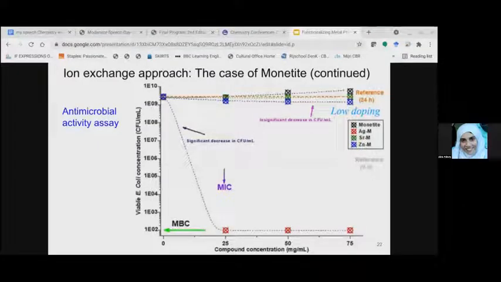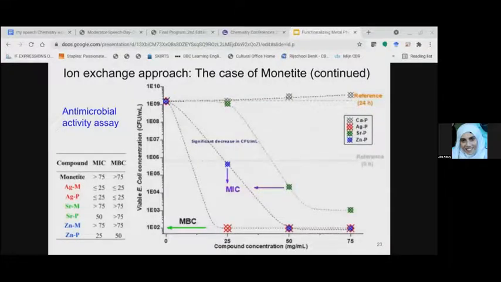We can see that only silver-doped monetite had the inhibitory and bactericidal effect, although the silver concentration in the silver-doped monetite is much lower than the zinc concentration in the zinc-doped monetite. We saw only an insignificant decrease in the colony forming units in case of applying the zinc-doped monetite.